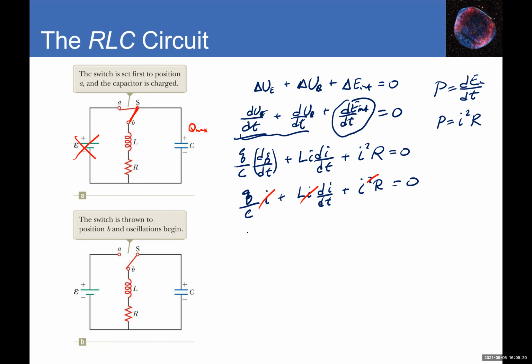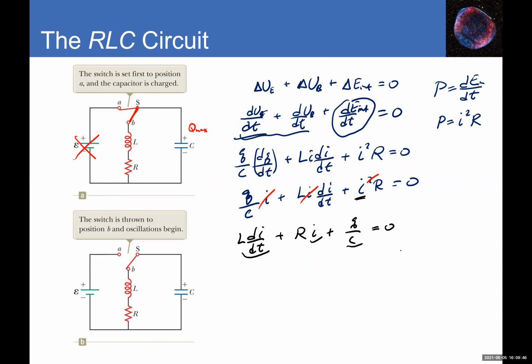Then what I end up with is, in terms of L di/dt plus R times I, plus Q over C. You can see it's a derivative of the current, then the current, and then the constant, and this equals 0.